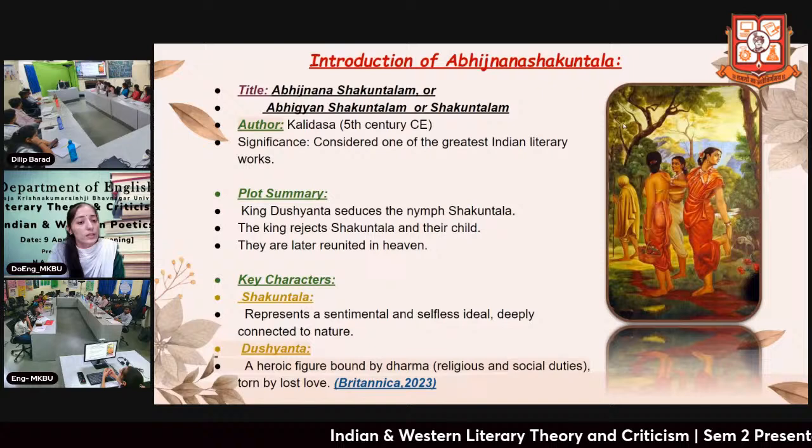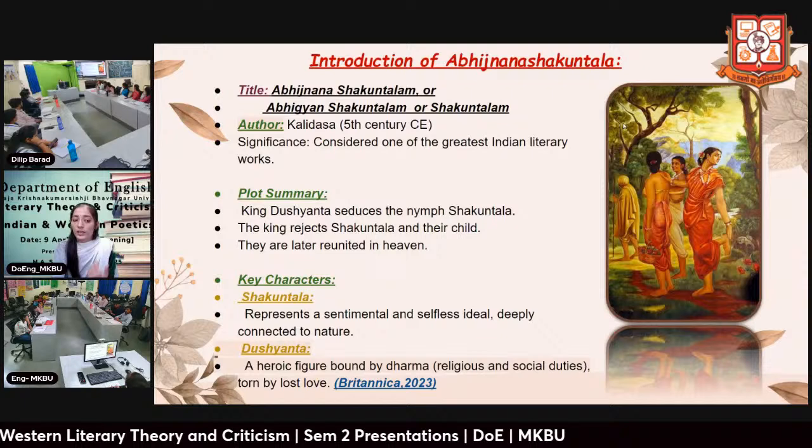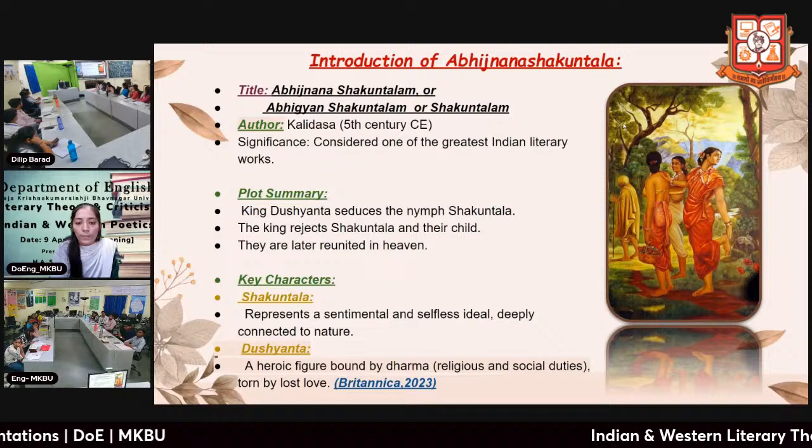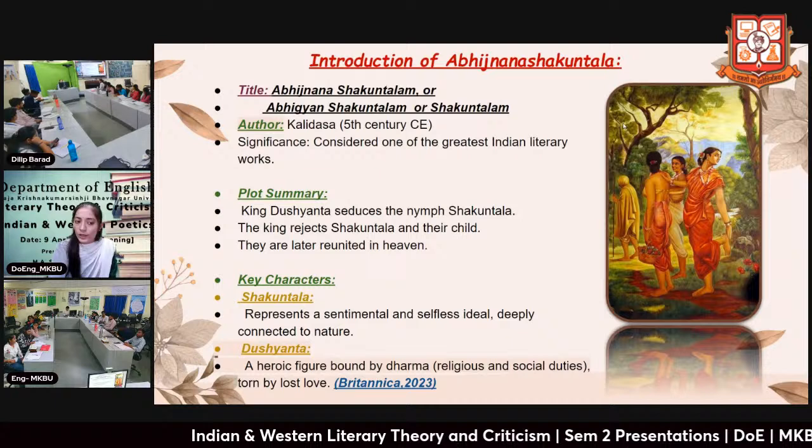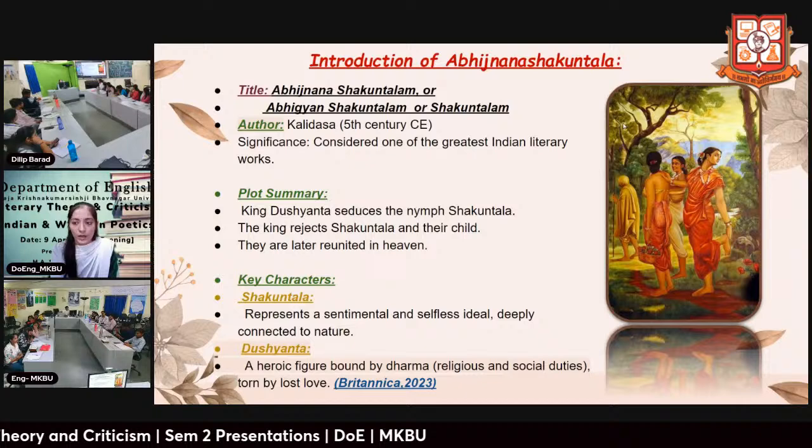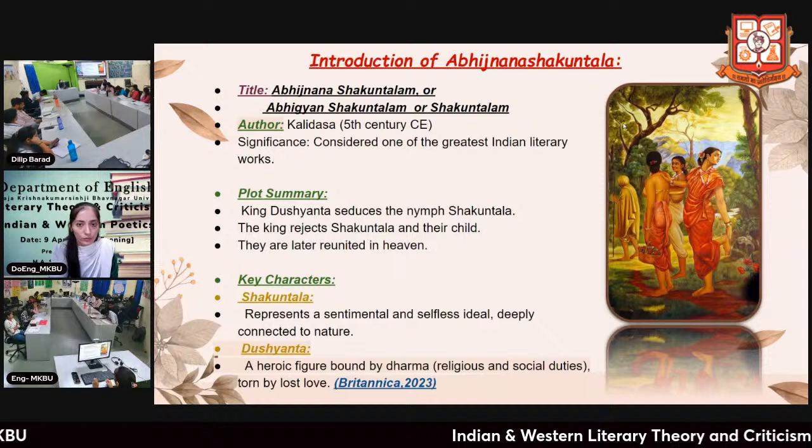We can find the plot is about King Dushyant and the nymph Shakuntala, the daughter of sage Vishwamitra and Menaka. They fall in love with each other. The king rejects Shakuntala and their child, and later they are reunited, finally in heaven. The key characters are Shakuntala, who is the heroine of this play, and the hero is Dushyant.